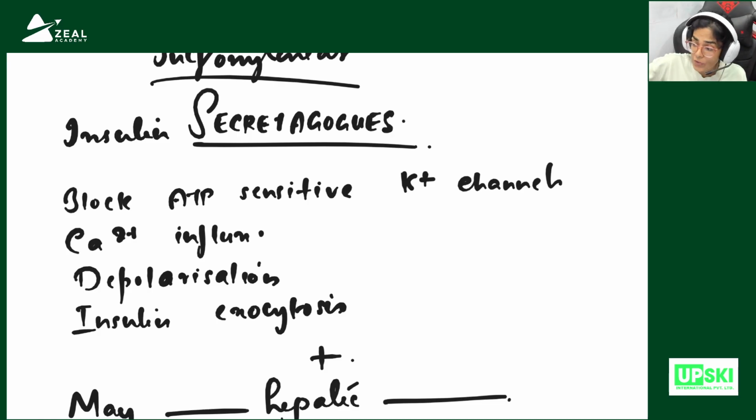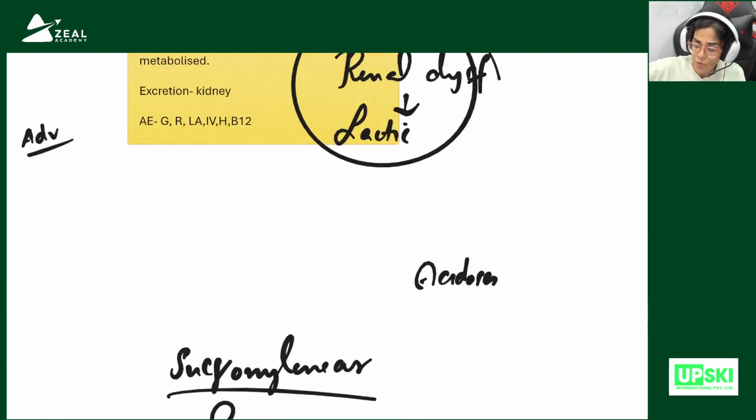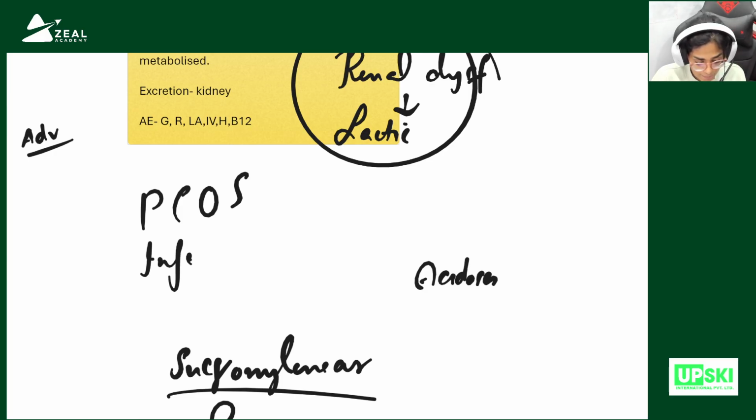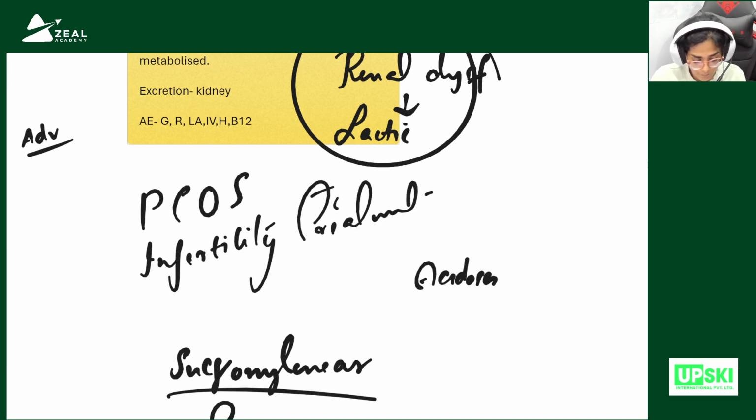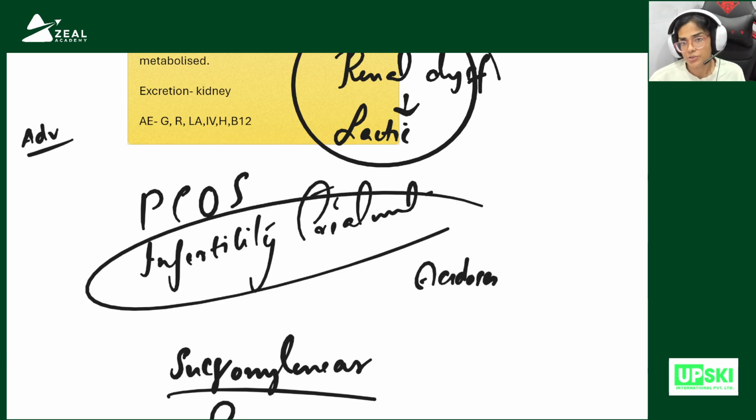I forgot to tell you one more thing. Metformin can also be used for PCOS, polycystic ovarian syndrome, and infertility treatment, probably due to insulin resistance in PCOS.